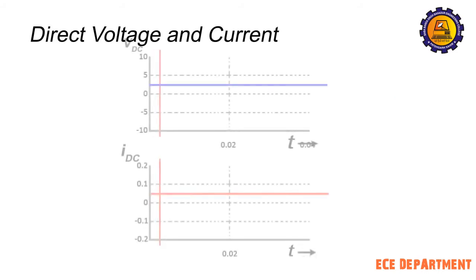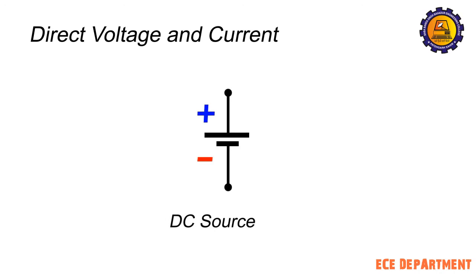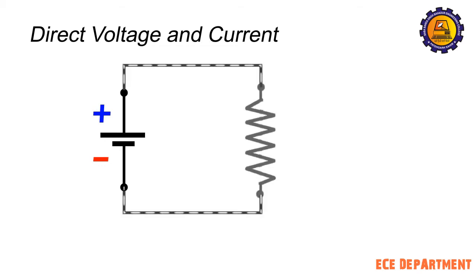Direct voltage and current. When available voltage and current do not change their direction with respect to time, then they are known as direct voltage and current respectively. For example, the potential difference, or we can say voltage, available at terminals of a battery or a cell is direct voltage because it does not alter its polarity and remains constant in magnitude as time proceeds. Consequently, when we apply this voltage across an electric load, current will also be direct in nature, meaning it does not change its direction and magnitude with respect to time.